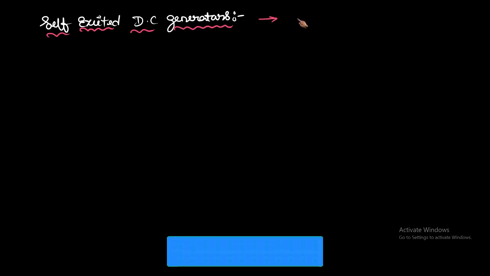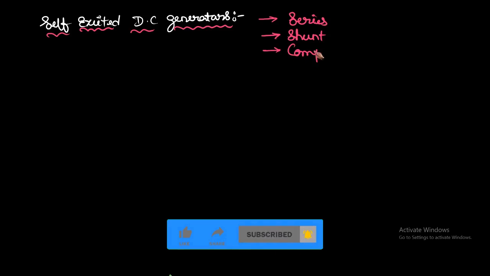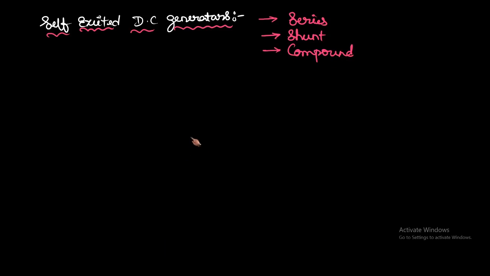Before going to that, let us understand how they are self-excited. Why is it called a self-excited DC generator, how are they self-excited without any external supply? Let us understand that. In self-excited generators, as already discussed, we have the series generator, the shunt generator, and the compound generator. Three types of generators are there in the case of the self-excited DC generator.